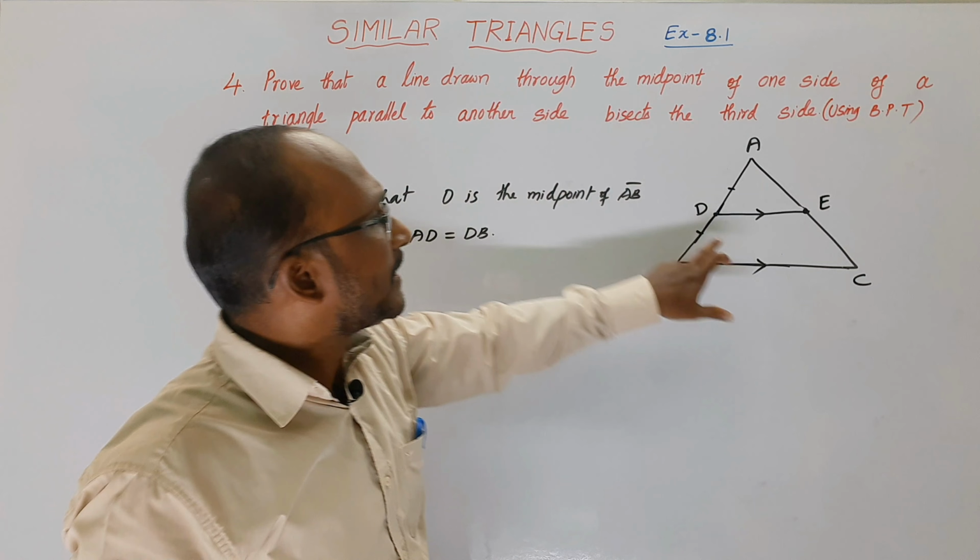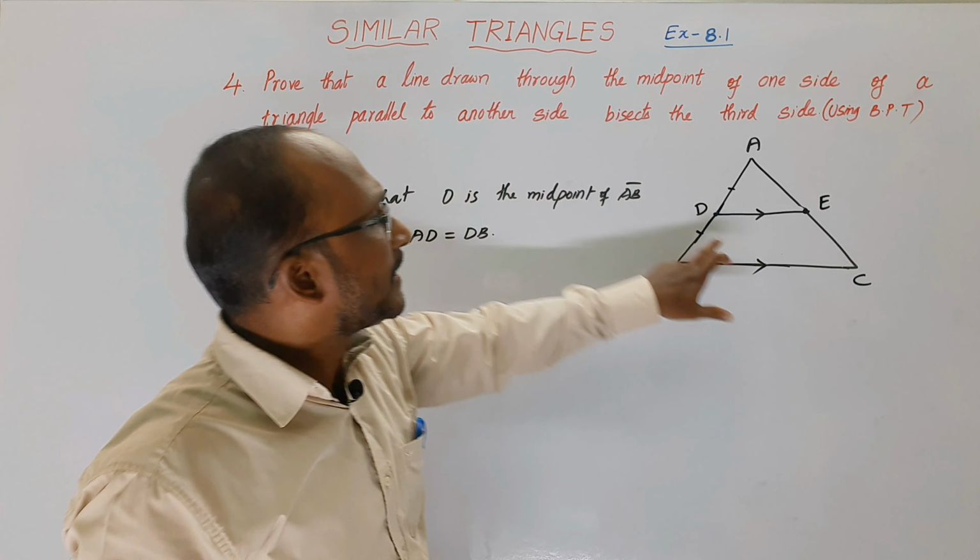Basic proportionality theorem. It is also called Thales theorem. The statement is, if a line is drawn parallel to one side of a triangle to intersect the other two sides in distinct points, then the other two sides are divided in the same ratio. Now, let us picturize this statement. For this, let us take the triangle ABC. Now, let us draw the line parallel to the side BC to intersect the sides AB and AC in two distinct points D and E respectively.